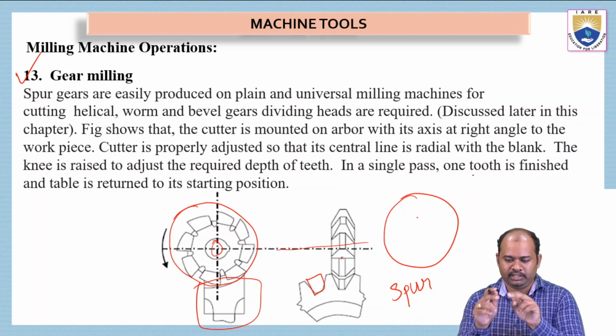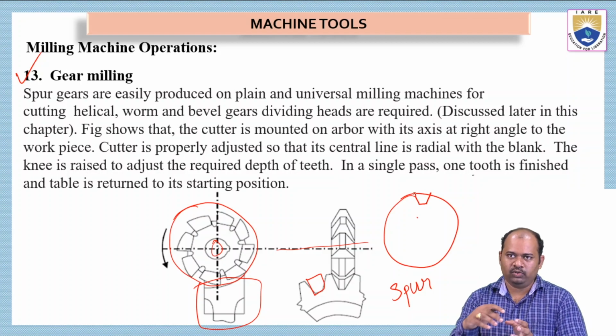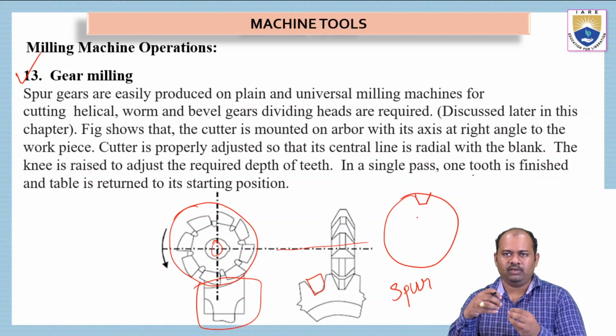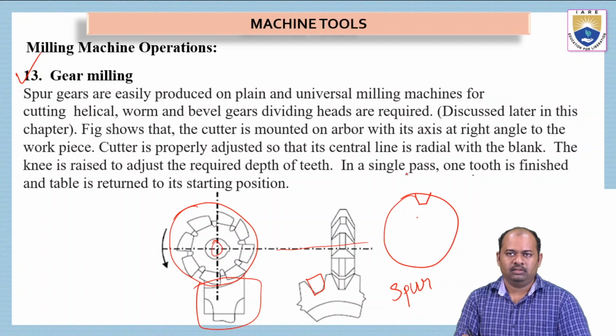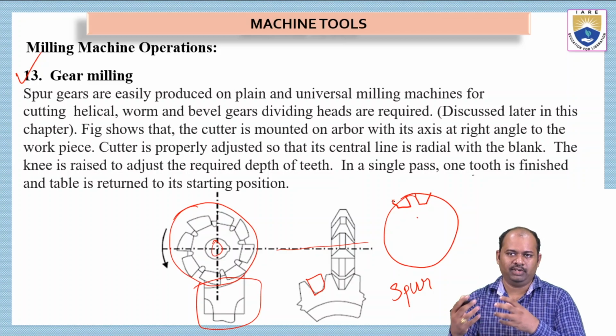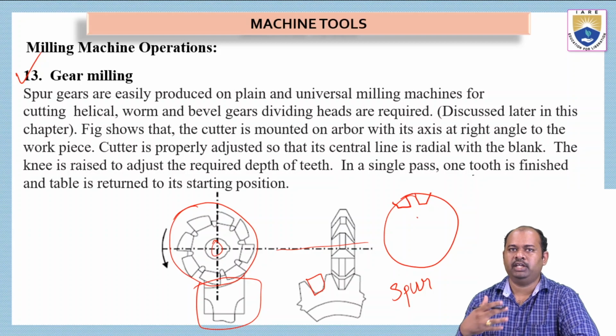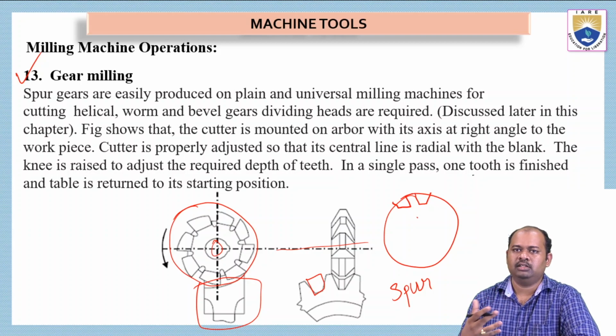The teeth shape will be cut like this. After that, it will go to the next process. Before that, we have to adjust the wheel orientation so that it will cut another set of teeth on the coming part. So this is gear milling, where we can easily mill spur gears.